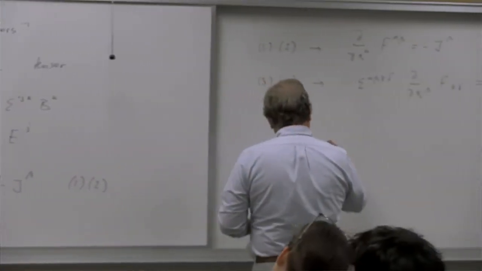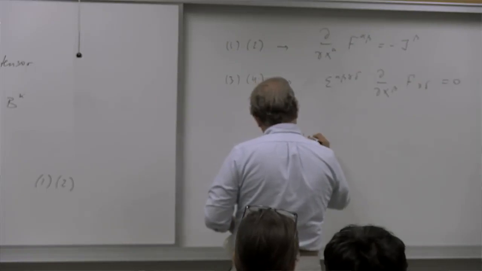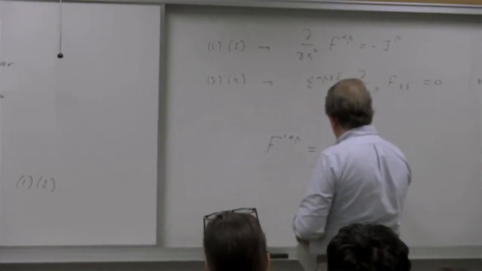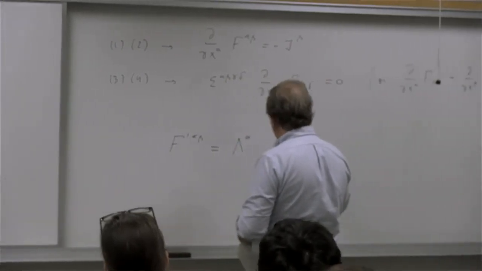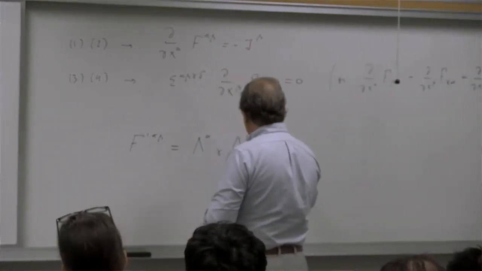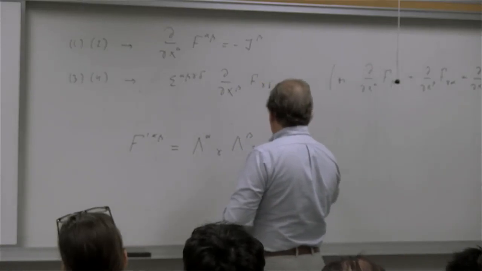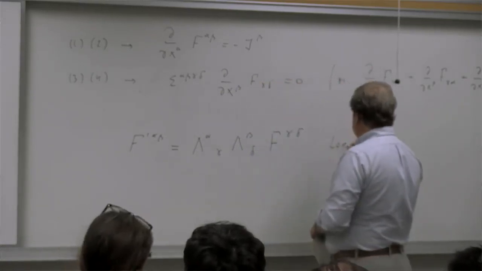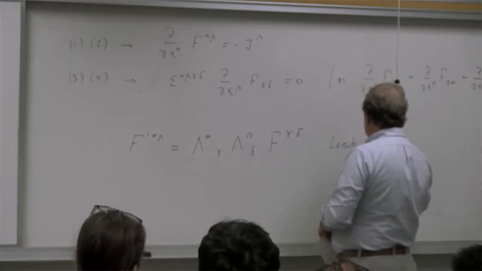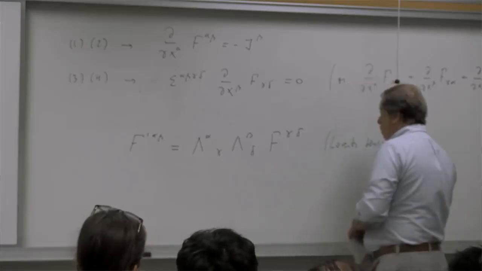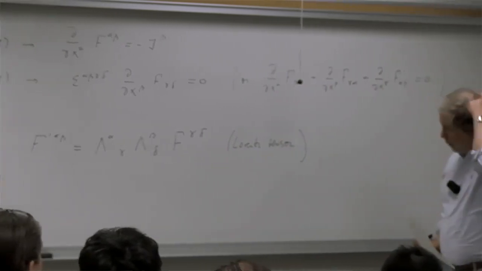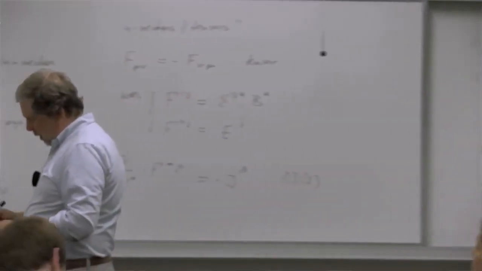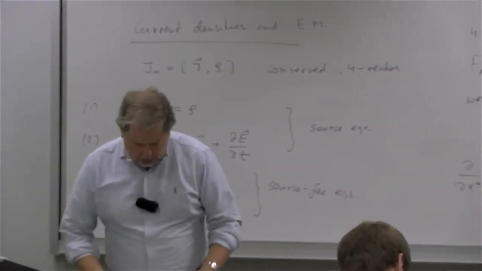And it is, indeed it is, because F prime alpha beta is equal to lambda alpha, lambda beta, and then gamma delta, F gamma delta. And so that is a Lorentz tensor. So the electromagnetic field is in fact a Lorentz tensor. It behaves in the way that we described before for something that is a well-behaved and genuine tensor.